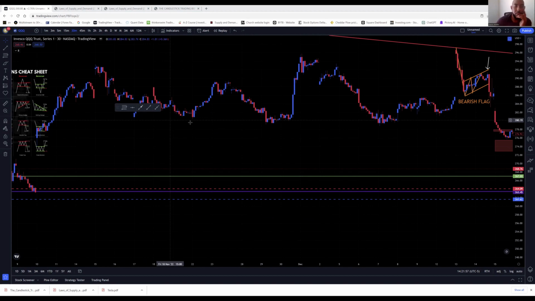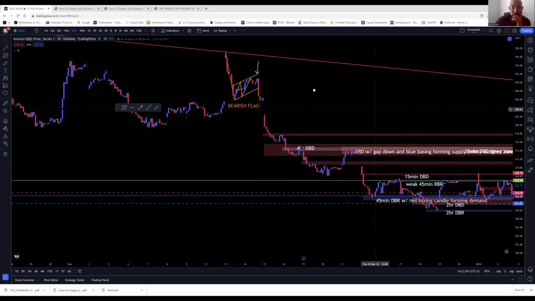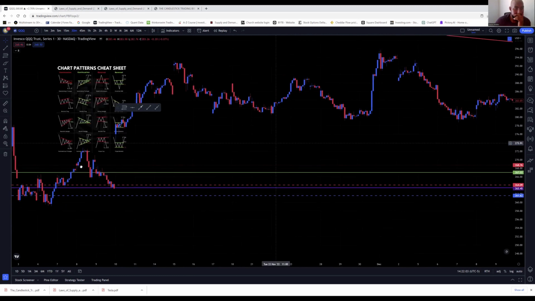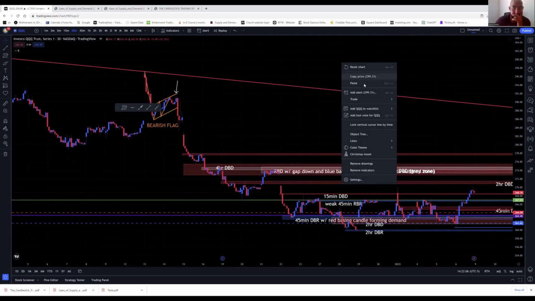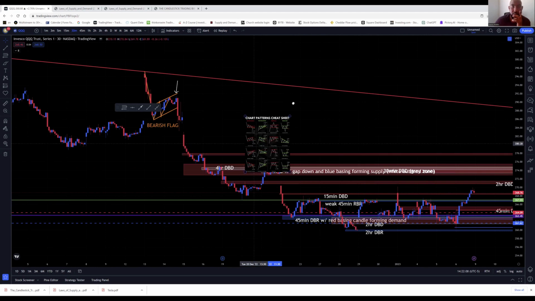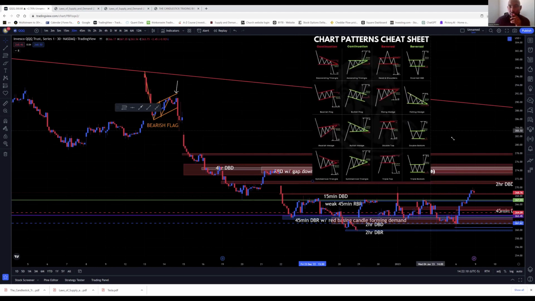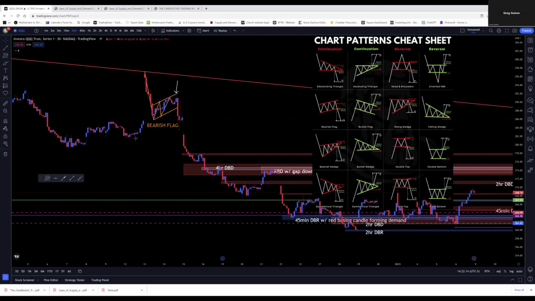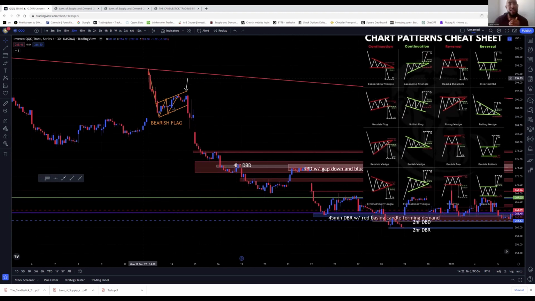All right, so here we go. Let me move this over. Let me copy and paste it up here. All right, here we go. So can we see this now? Let me make this a little bigger. All right, so now we got a bearish flag.